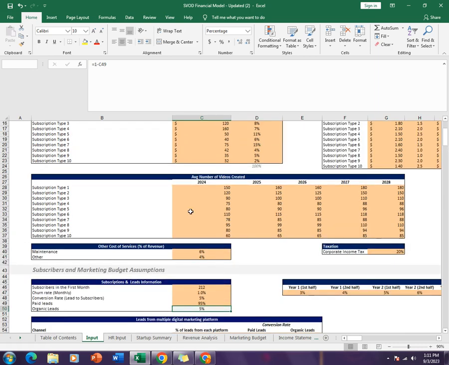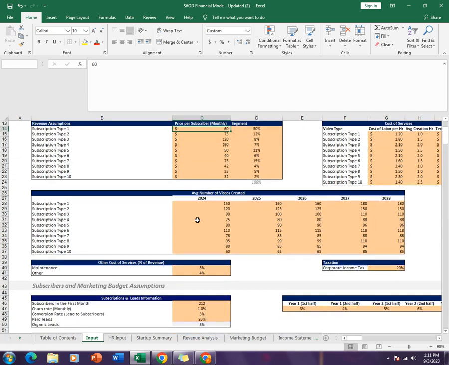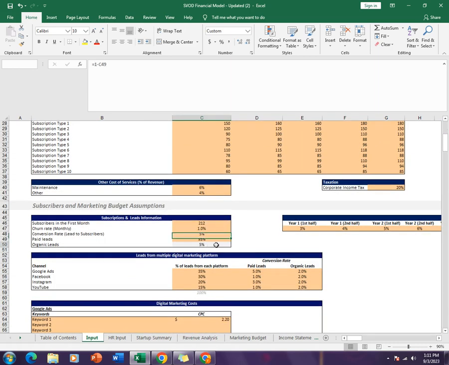As you can see over here, these peach cells indicate all the inputs which are changeable. You can change them accordingly. Whereas these gray cells over here are formula cells. They have formulas which are not changeable.